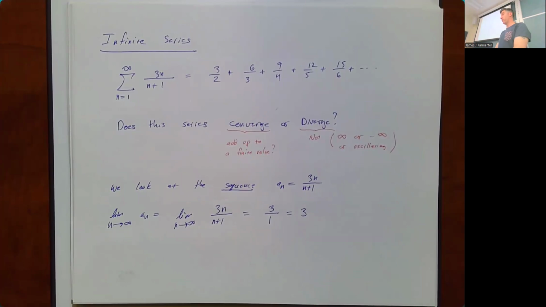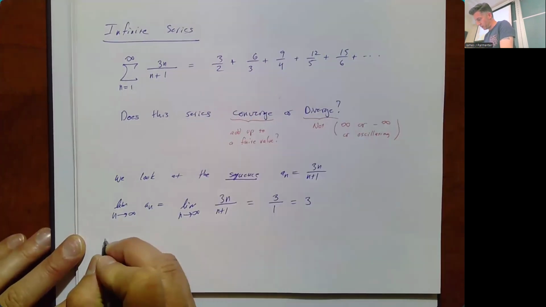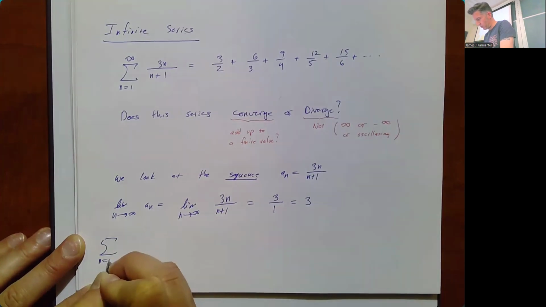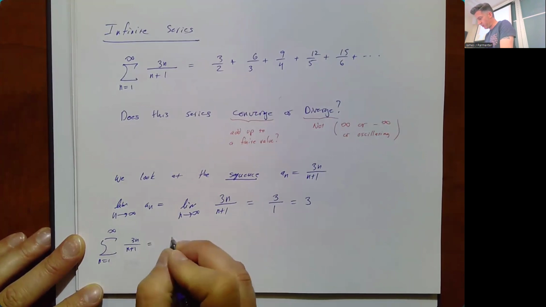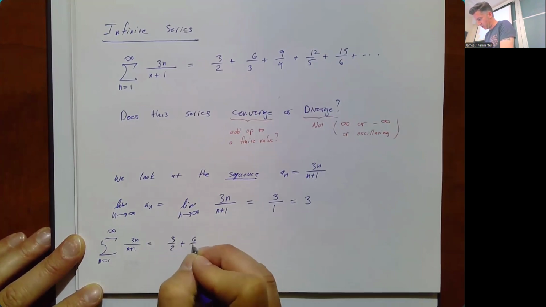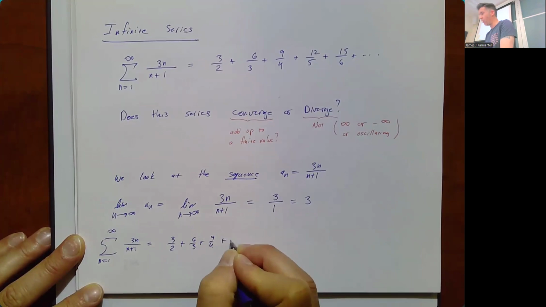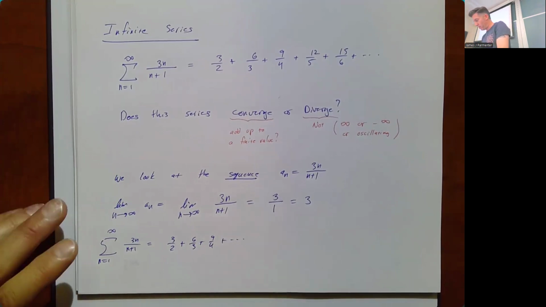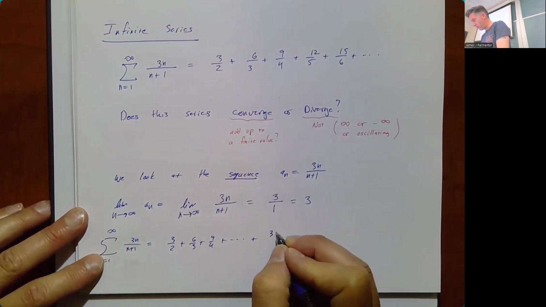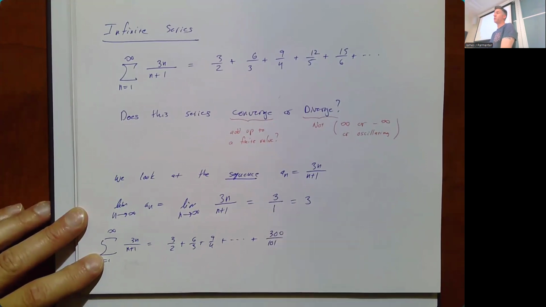So the sequence converges to 3. The series is going to diverge. And here's why. What's essentially happening here is if we look at our series, the sum from n equals 1 to infinity of 3n over n plus 1, we've got these first terms here, 3/2, 6/3, 9/4. But then when we go way, way out to like the 100th term, the 100th term is going to be 300 over 101, which is pretty close to 3.